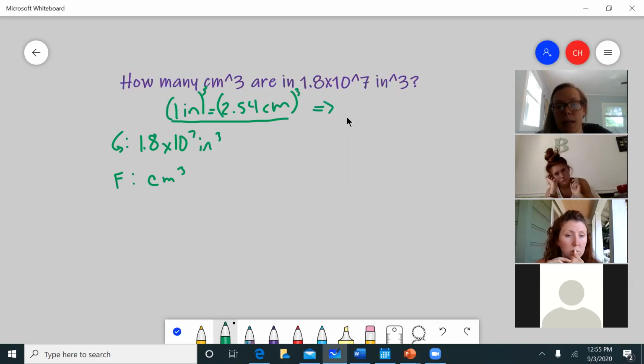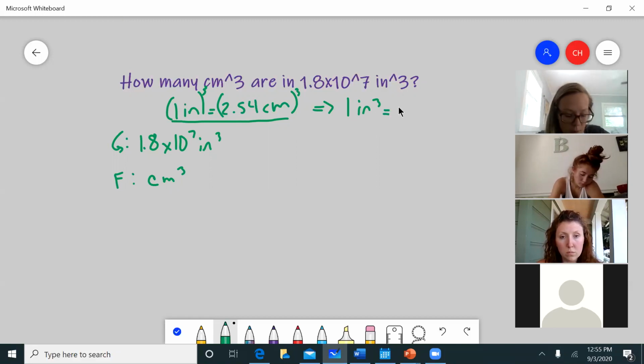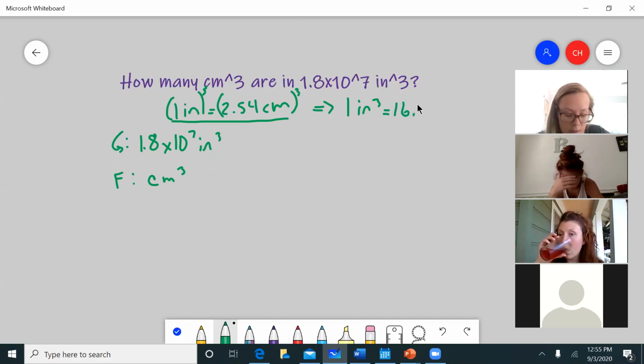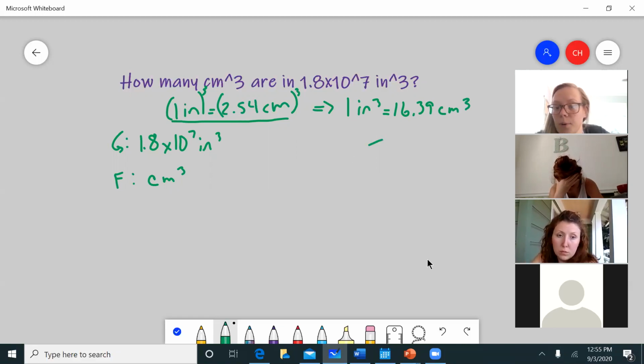And what we end up getting is that 1 inch cubed, because the 3 distributes to the 1, so 1 times 1 times 1 is 1, inch cubed is equal to 16.387. So I'm going to go with 16.39 centimeters cubed. Then you just get to use this conversion factor like you'd use any other one.